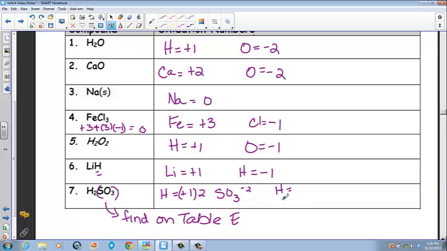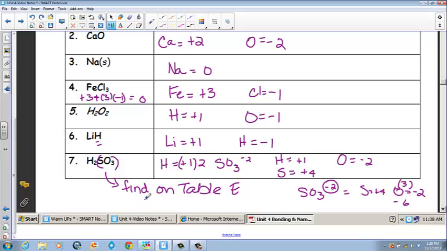Another way, if we need to know what every single component is: we know that the SO3 ion has a total of -2. So let's break this up. Oxygen is going to be a -2, and there are 3 of those, so 3 times that gives us a total of -6. And then sulfur, there's only one of those, and sulfur has a +4. Okay, so 4 minus 6 gives you the -2 here. So we're going to say that sulfur has a +4, oxygen is a -2, hydrogen is +1. So we broke the polyatomic ion up there. And that concludes lesson 3.